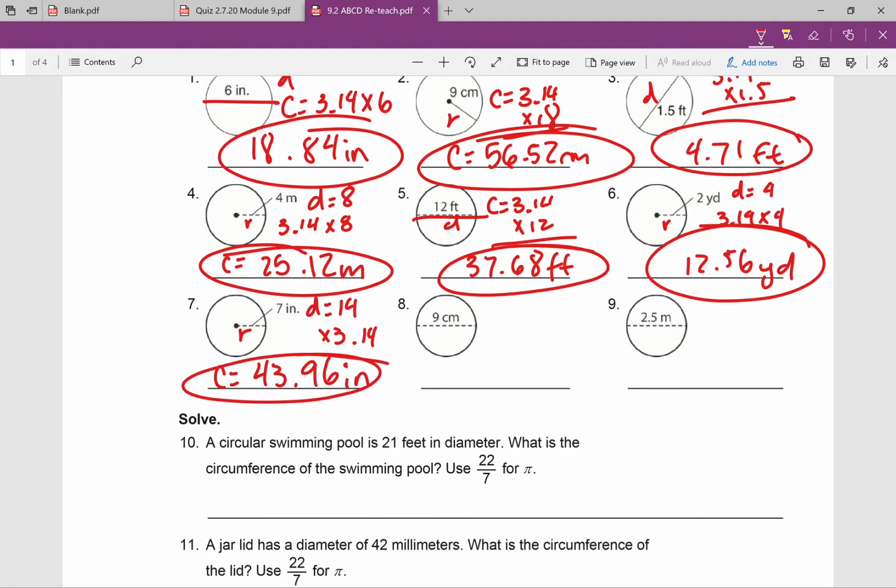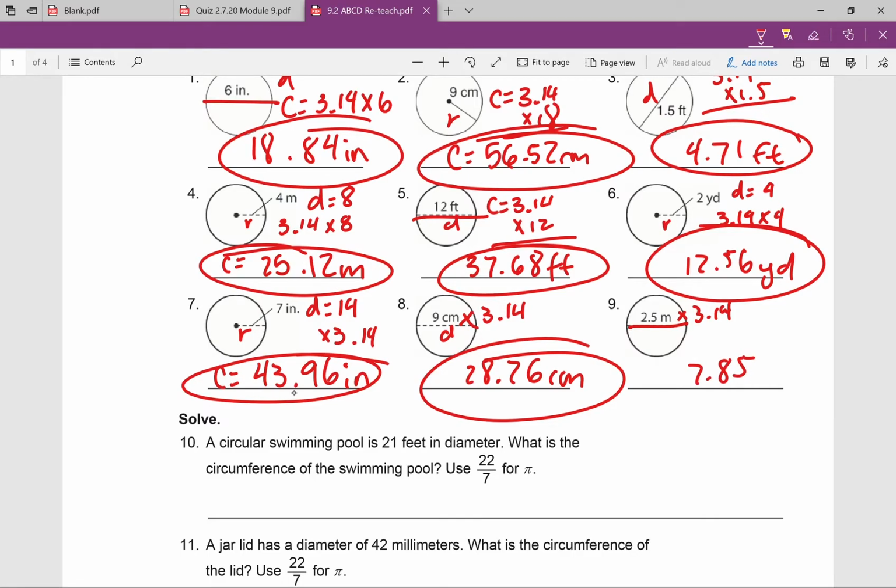That's my answer. Next one, this is my diameter, so it's 9 times 3.14. When you multiply that, you get 28.26 centimeters. That's your answer. Next one, you already have the diameter. So it's 2.5 times 3.14. When you multiply those two, you get 7.85. All of these were already at the hundredths place. You did not need to modify that.